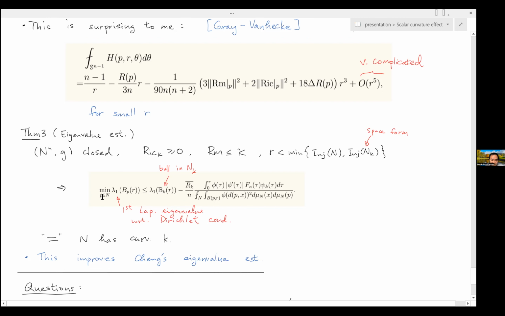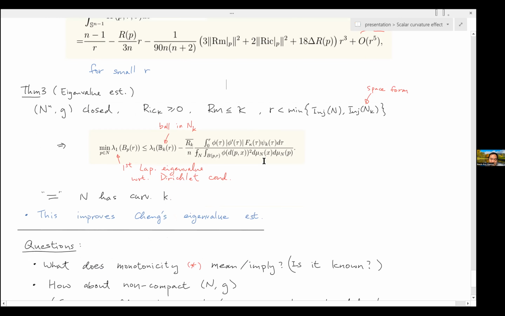So his result is without this complicated term here. So lambda 1 is actually less than or equal to lambda 1 of the ball in the space form. My result also has to assume a lower bound of the Ricci curvature, but unfortunately, I also need an upper bound of the sectional curvature for some technical reason. But anyway, if it's closed, then of course it has an upper bound, but somehow I want to get rid of it, but I'm unable to do so.